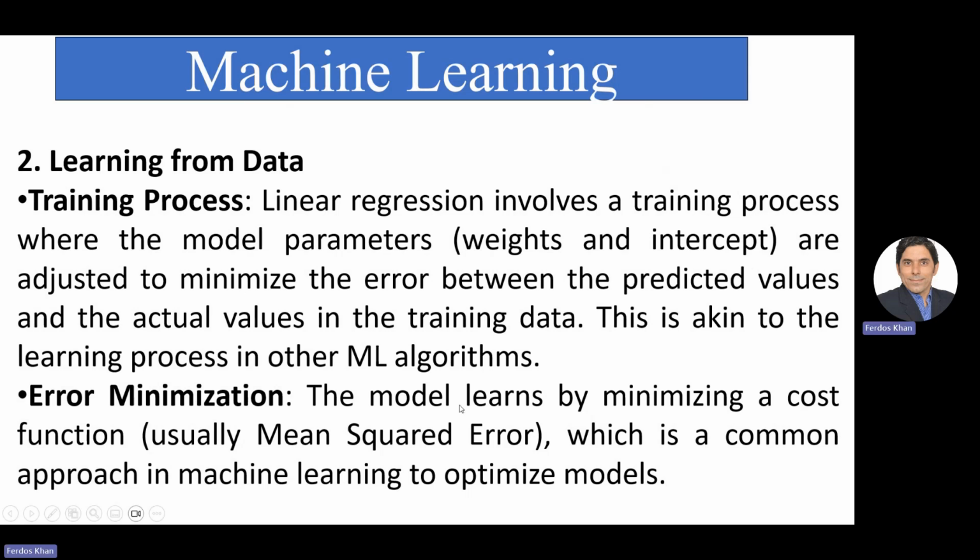Error minimization, again almost the same thing. We are trying to arrive at a conclusion that we have the reduced sum of squares. The model learns by minimizing the cost function. Remember, this is one of the core principles of machine learning, the cost function. And in linear regression analysis, we are using mean square error, sum of squares, residual sum of squares. So we are just trying to use this to reduce this error, which is a common approach in machine learning to optimize the model. So the same thing we are using in simple regression analysis as well.